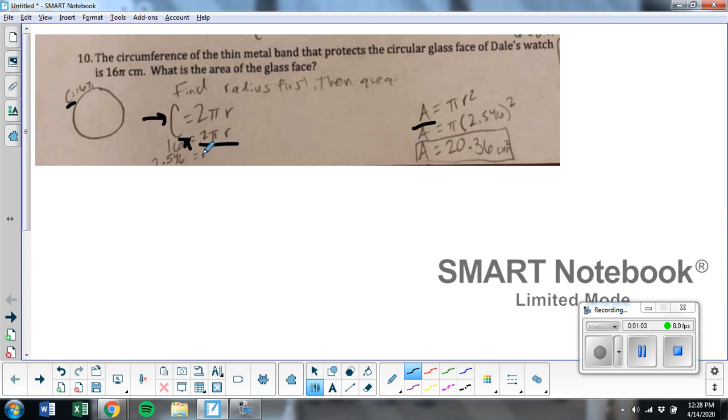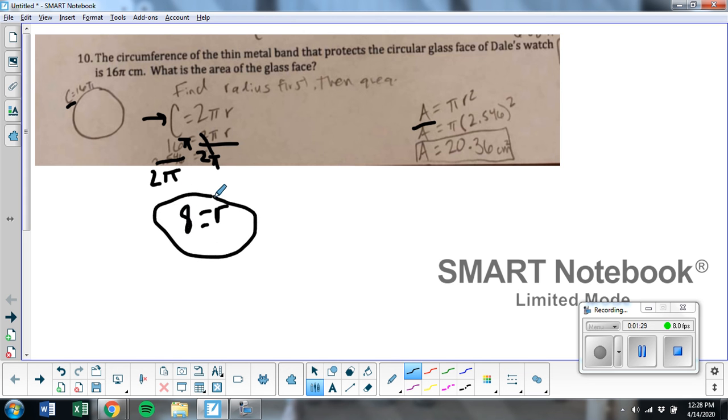So now I'm going to divide by 2 pi. That's going to give me r, which is radius. And you can do this in your head or in your calculator. 16 pi divided by, don't forget parentheses if you're using a calculator, 2 pi needs to be in parentheses. You should get 8. So my radius is 8.